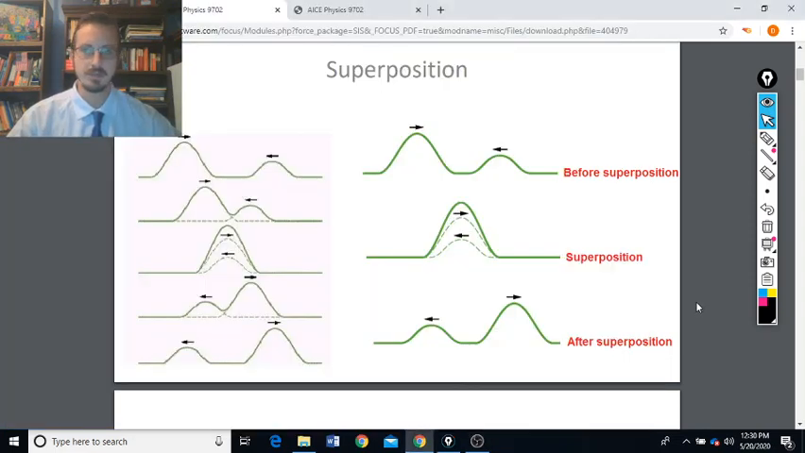In this video, I'll be going over the slides related to superposition of waves. And here right away on this first slide, we can kind of see what the whole idea is really about.